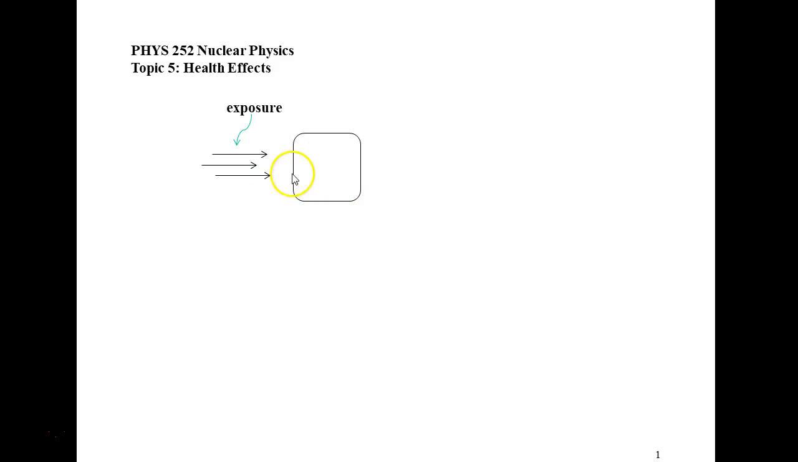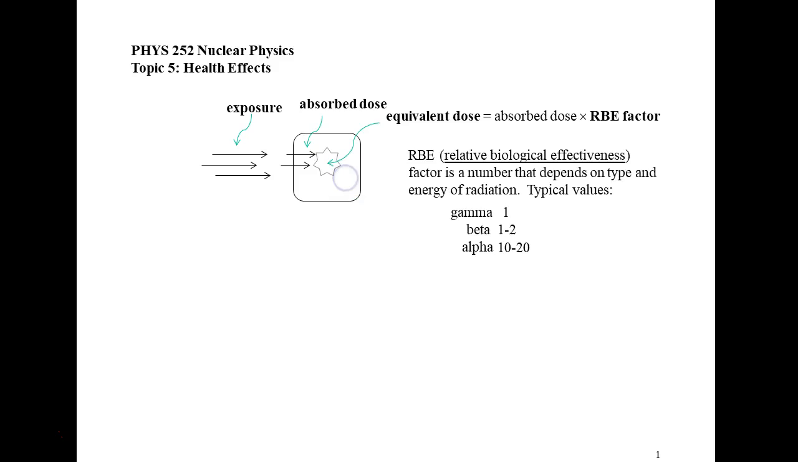Then the next thing that happens is some of that radiation is going to be absorbed. So our focus now is on what's called the absorbed dose, the amount of radiation that's actually getting absorbed. But that is not the end of the story, because then what you have to worry about is what type of radiation was absorbed. This forms what's called the equivalent dose, or sometimes we'll hear it called the dose equivalent. And the way we figure this out is we take the absorbed dose and multiply that by what's called a relative biological effectiveness factor, or RBE factor.